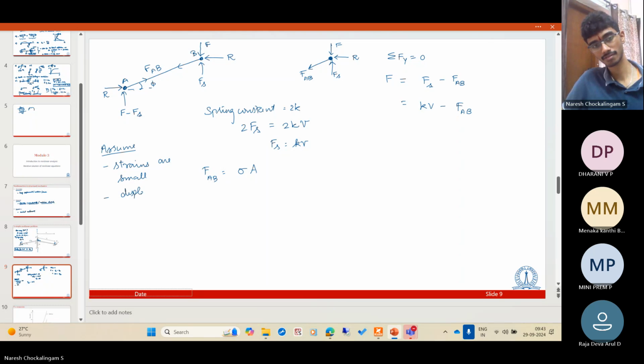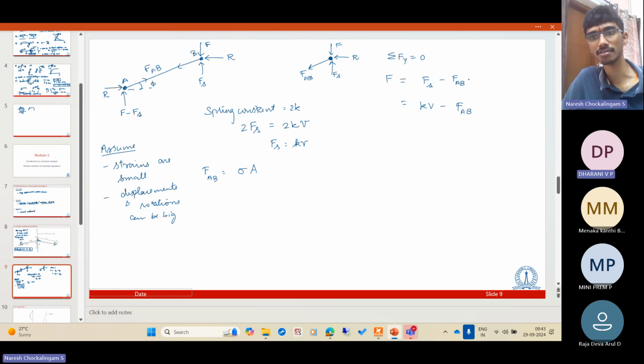Displacements and rotations can be big. So here, the vertical component of FAB is FAB sin phi, not FAB cos phi. Yes, I missed it. This is phi. So this is KV minus FAB sin phi. How did I miss that? It has to be FAB sin phi.